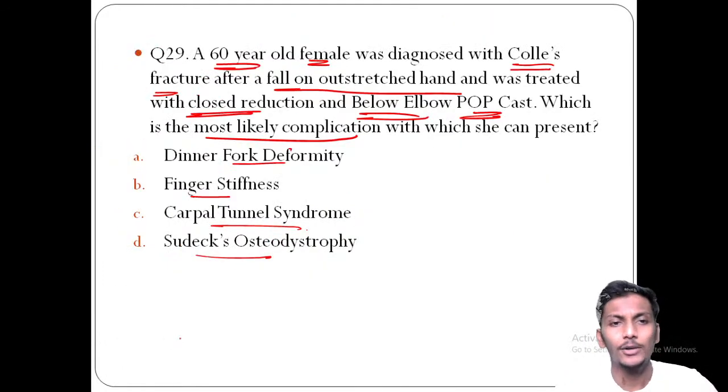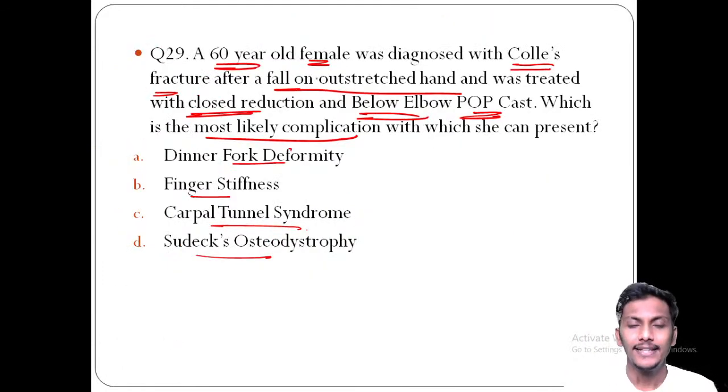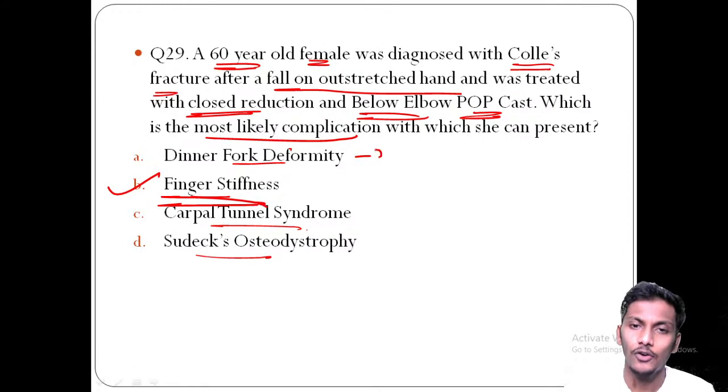So moving back to our question. A 60-year-old female with Colle's fracture, fall on an outstretched hand, closed reduction and below elbow POP cast. Which is the most likely complication now? The answer would be option B. Finger stiffness is the most common complication, followed by dinner fork deformity.